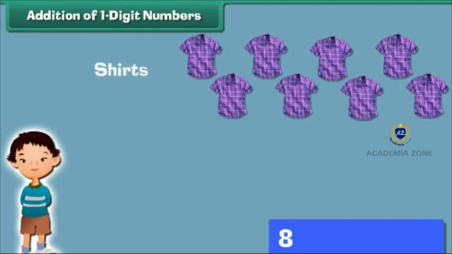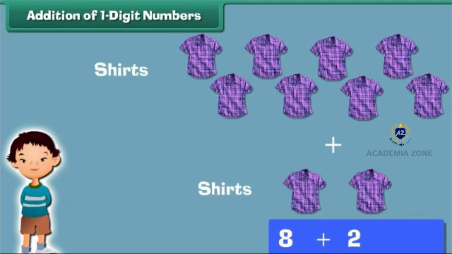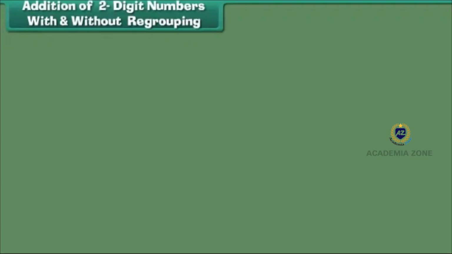Madhav has 8 shirts. His uncle gifts him 2 more. How many shirts does he have in all? 8 plus 2 is equal to 10. Madhav has 10 shirts.